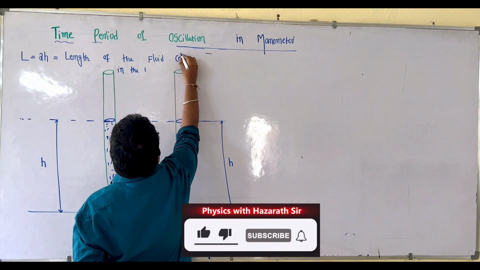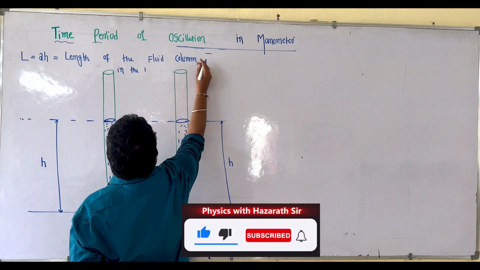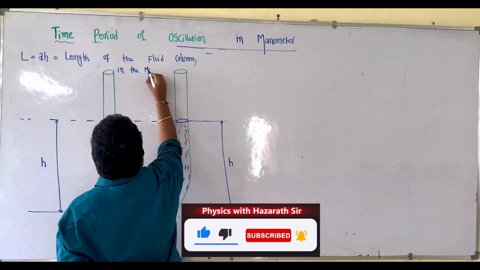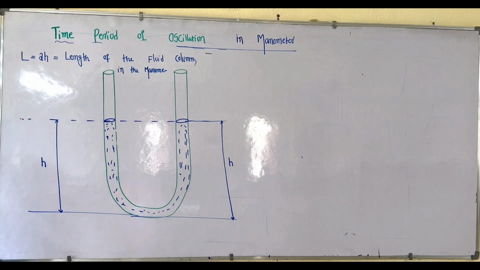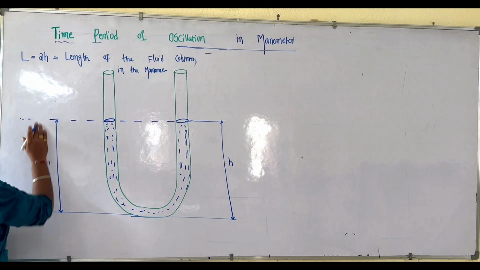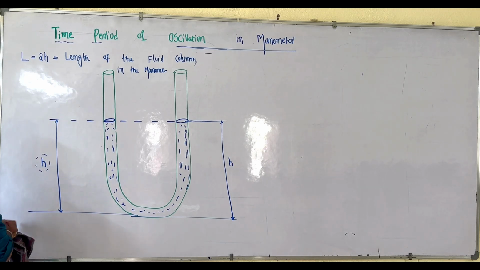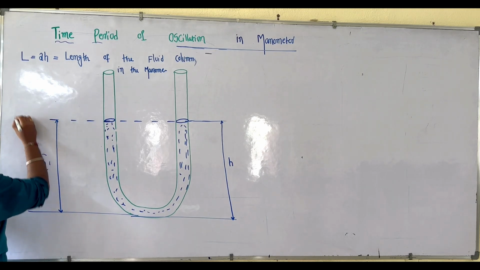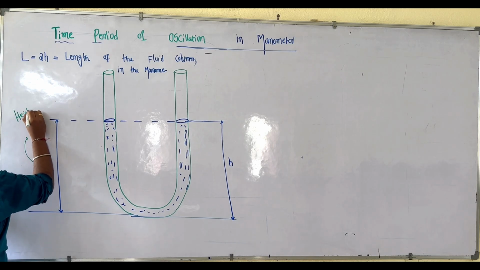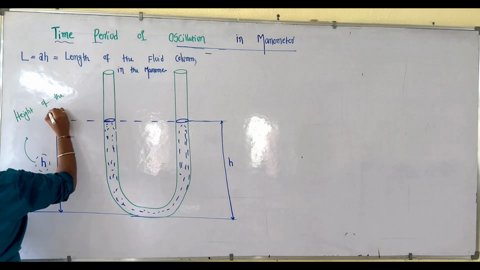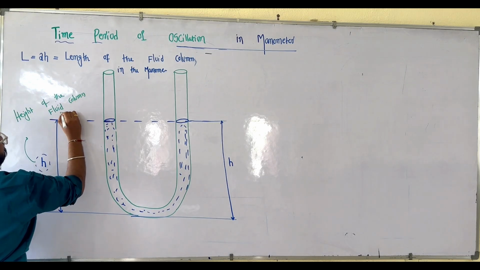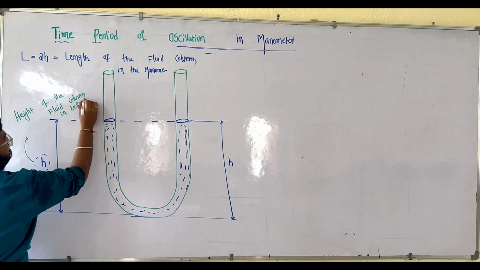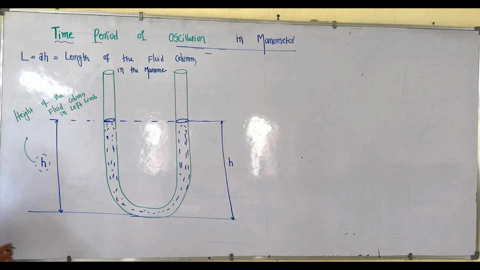Length of the fluid column in the manometer. H is the length of the fluid column in the left limb, or the height of the fluid column in the left limb. The left limb and right limb are both the same.